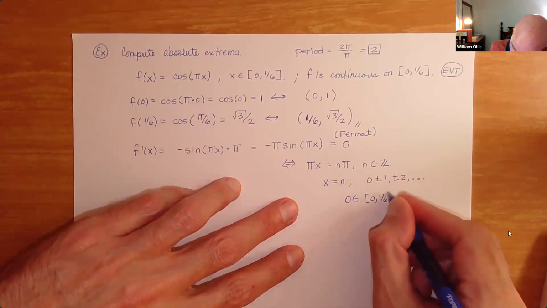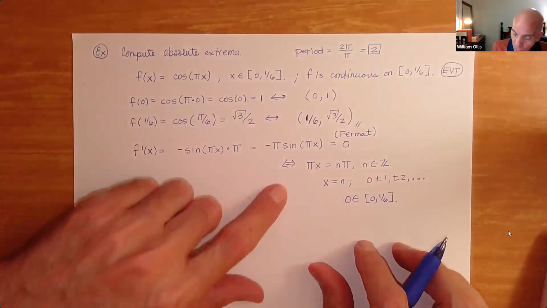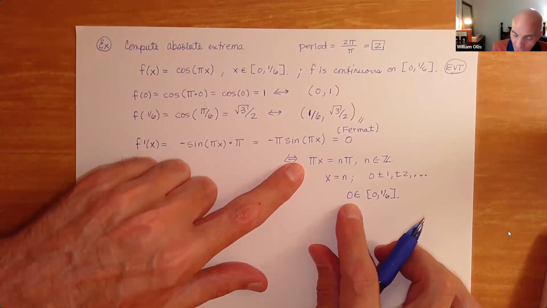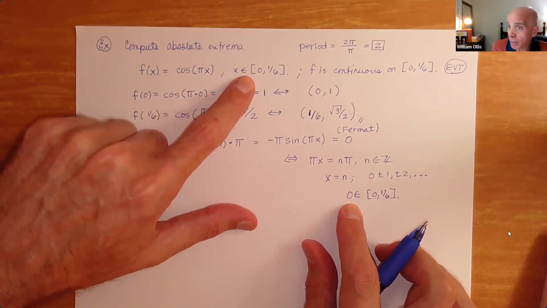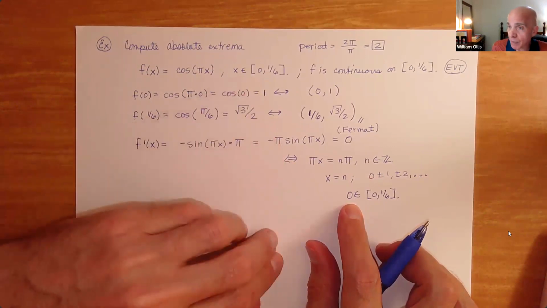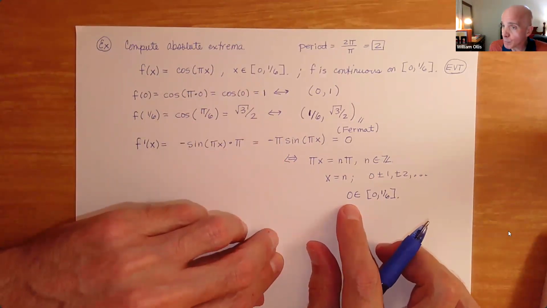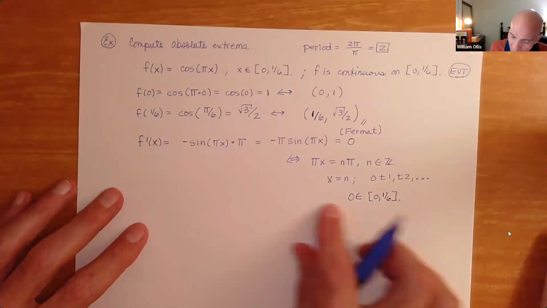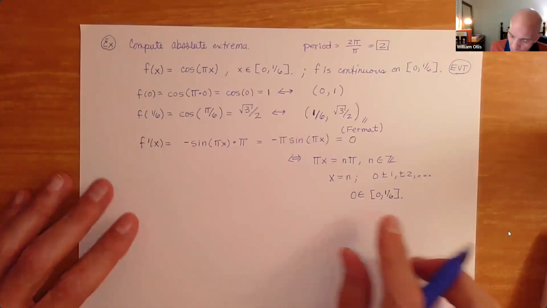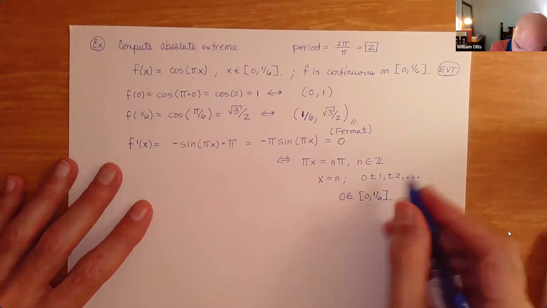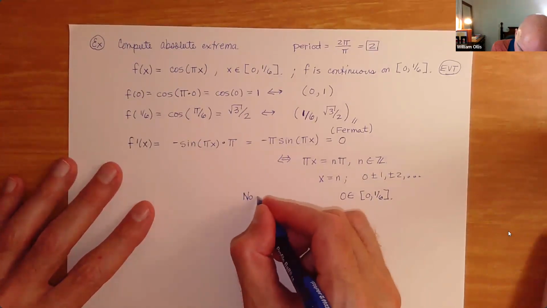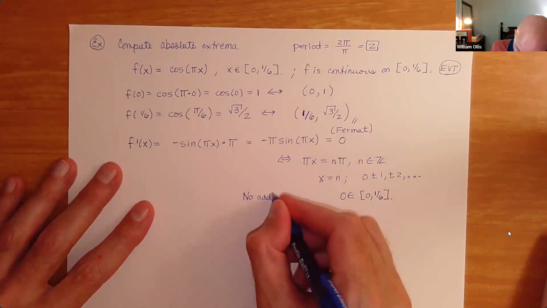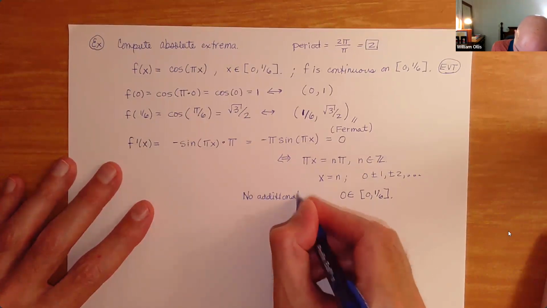So what we're seeing is that the critical number that we get here has already been taken up by an endpoint, but that's fine. I mean, we're going to have the endpoint extremum, so to speak. So now we don't have any extra. So at this point, no additional information.